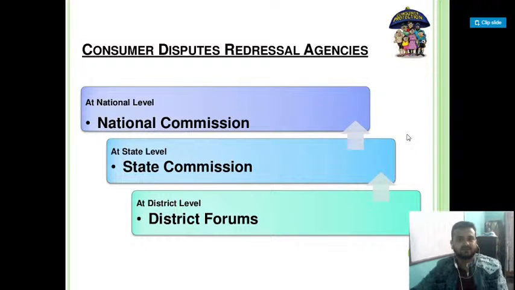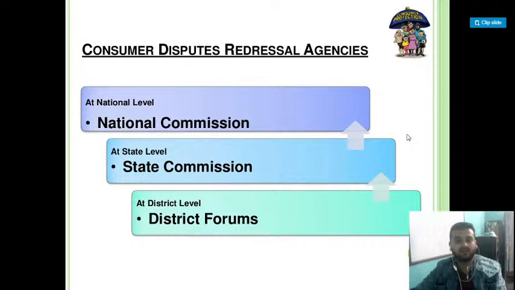Clear? Yeah. Consumer disputes redressal agencies. What do we mean by consumer disputes redressal agencies? It means if a consumer is facing any difficulty, any doubt, any problem, or is being cheated, these are the places where you can go and file your complaint. Disputes and redressals: if any problem has arisen, these are the places where you can file your complaints.